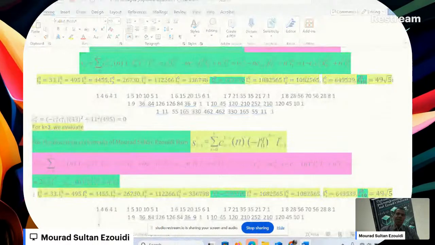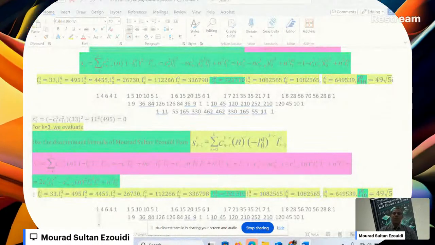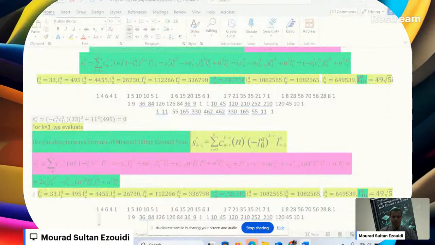Means the last coefficient L10 is equal to 49 root 5 I, complex number.